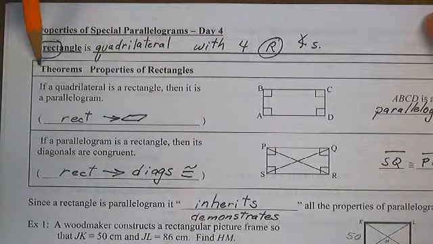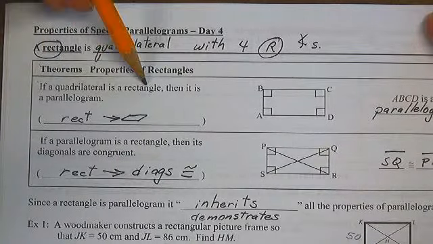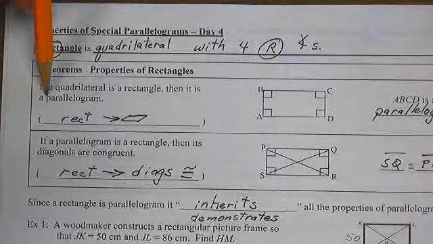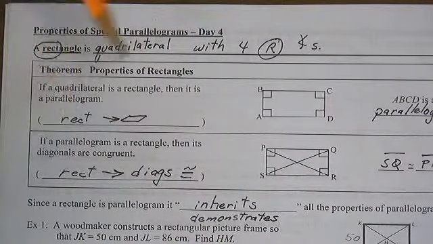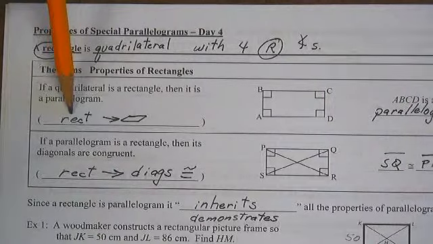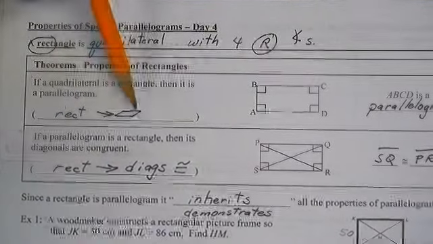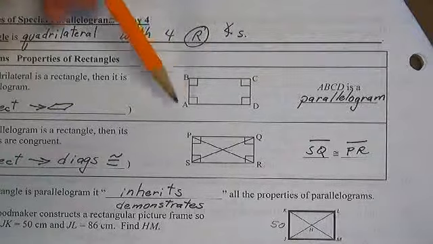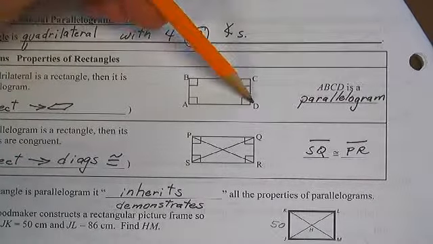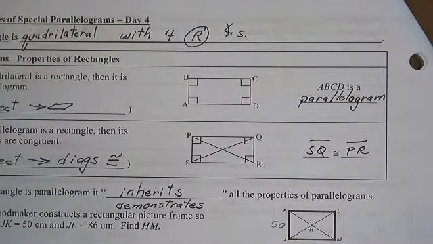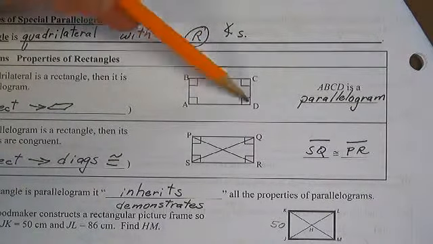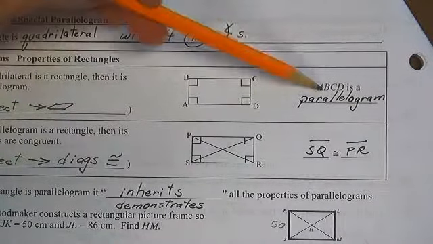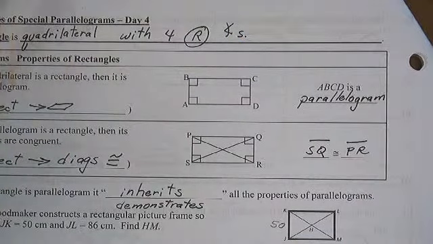Here are our theorems. If a quadrilateral is a rectangle, then it is a parallelogram. Here, ABCD is a rectangle. The quadrilateral, 4 sides, has 4 right angles. It is also a parallelogram.